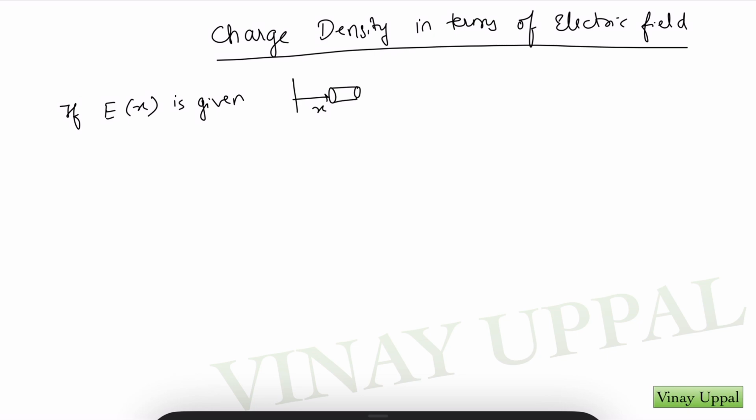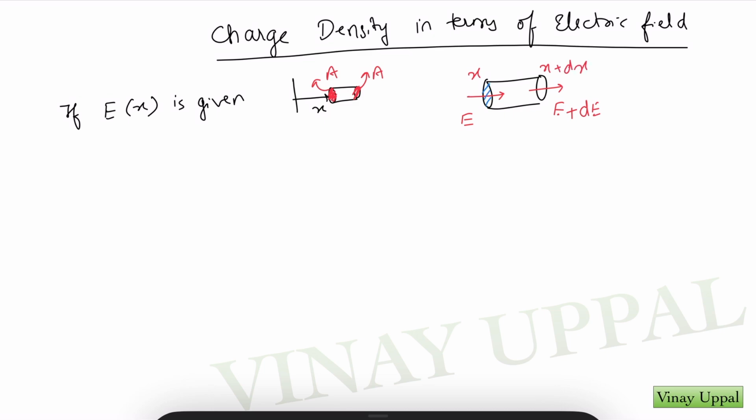a Gaussian surface. So let's say this area is A, this area is also A. In this Gaussian surface, I have my electric field, and the electric field here would be E plus dE. So this is at x, and the right hand side is at x plus dx.